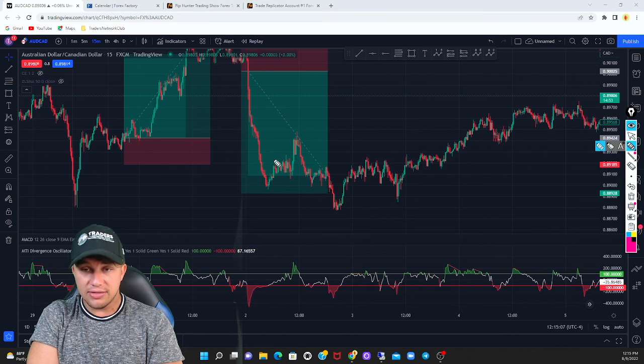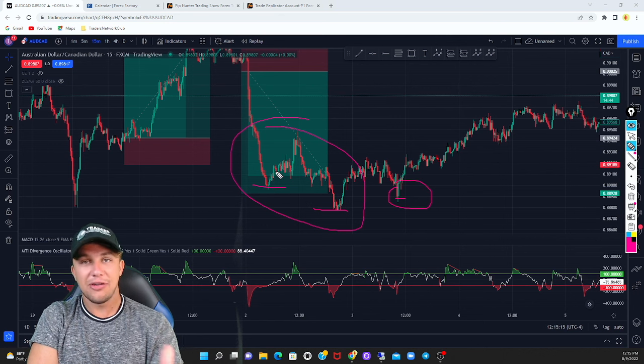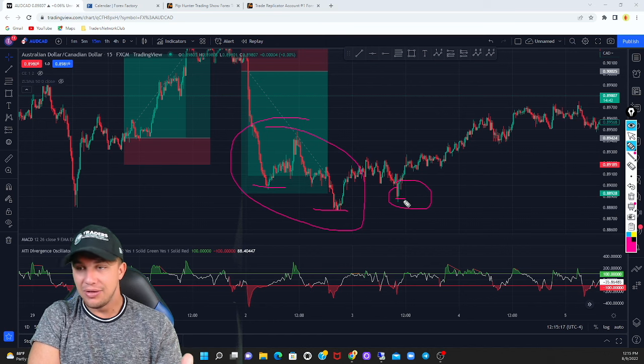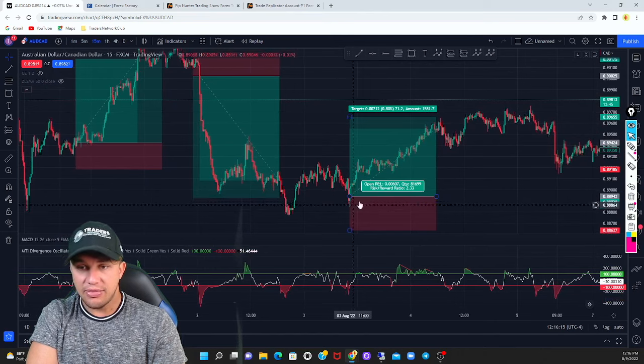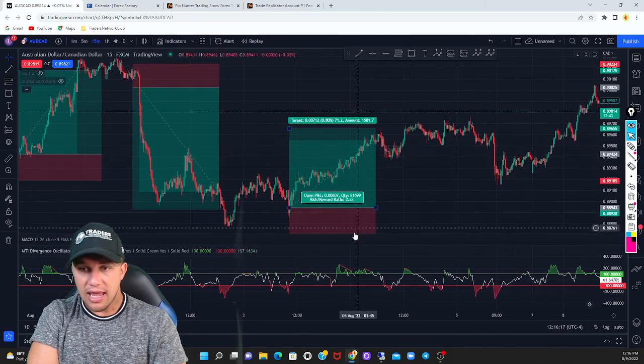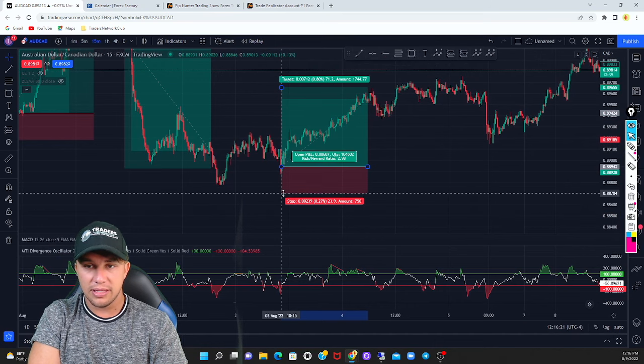We got the positive divergence in this zone. Price created a higher low. So we had positive divergence. We have a higher low. This is where we get in for a buy. So we got in here at this higher low. And depending on how you want to do your stop loss, I usually like to do about 20 pips.